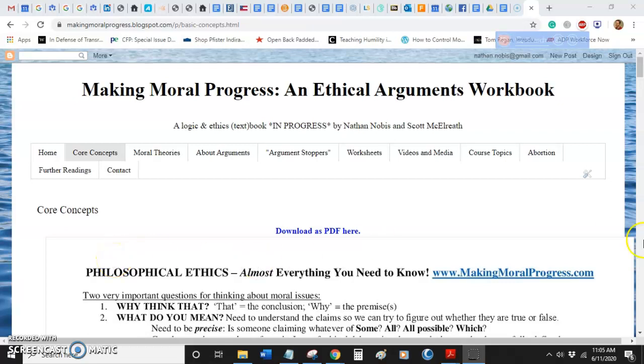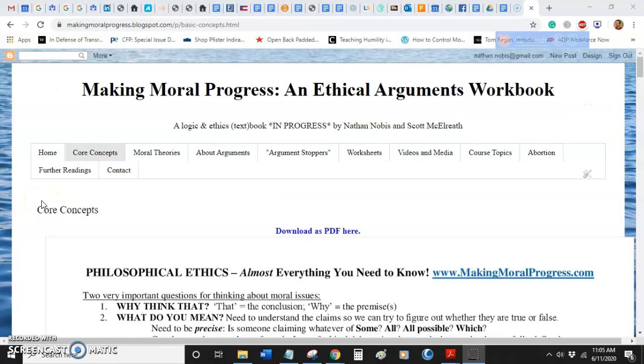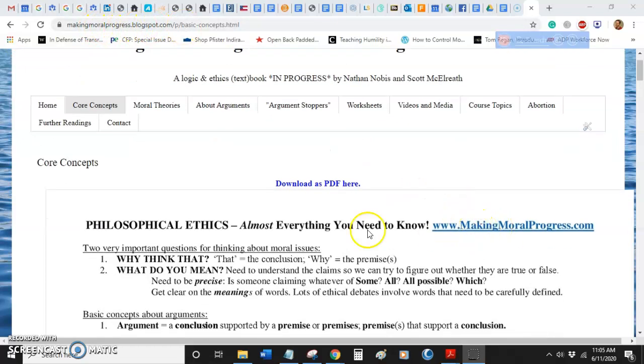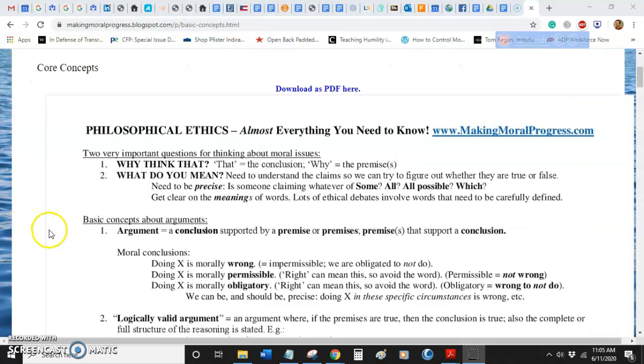All right, hello everybody. I want to do a little overview of a one-page sheet called Philosophical Ethics: Almost Everything You Need to Know. And I recommend you download the file and print it out too. This is now available at makingmoralprogress.blogspot.com. I was paying for the domain for a while, but I stopped paying for it. So you can get it there, and it's probably on your syllabus.